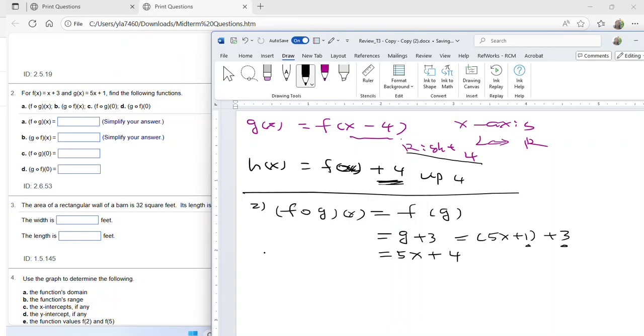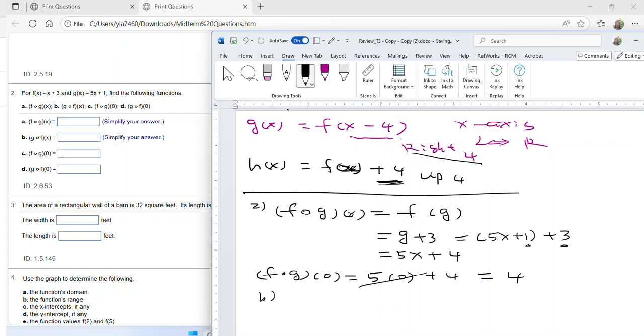And then for number 3, what is f composite g when x equals 0? Since I already found the composition function, I just need to replace this x by 0 and calculate. 5 times 0 is 0, so that is only 4. So that one, you answer the A and C all together. Same thing, you can answer the B here.